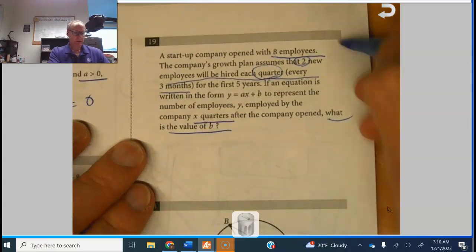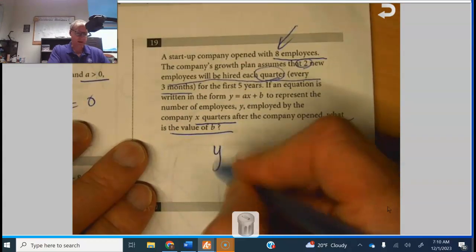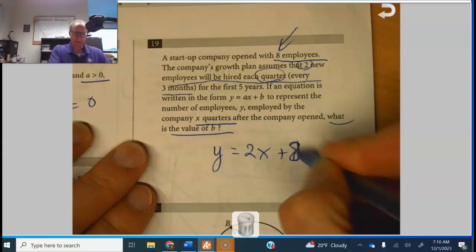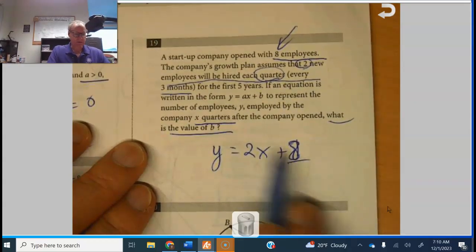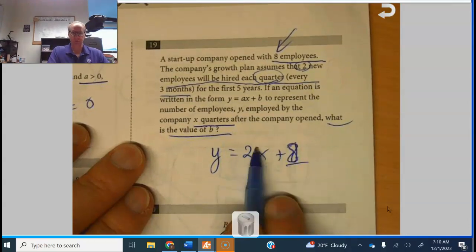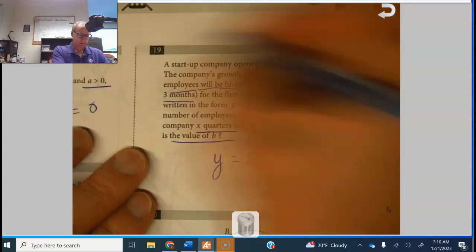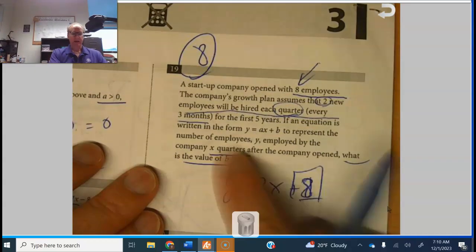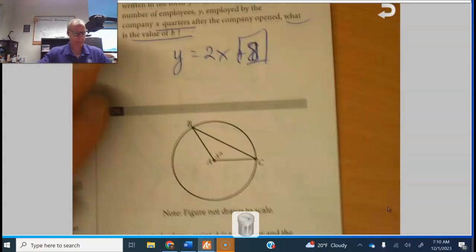Oh, wait a minute. B is the starting point. There it is. It actually happens to be y equals 2x plus b, where b is 8, of course. That's the starting point. We start out with 8, and then the next quarter we have 2 more, and the next quarter we have 2 more, and so on. B is 8. That's the answer. That's all you needed. The starting point. A lot of verbiage here and not a lot of work.